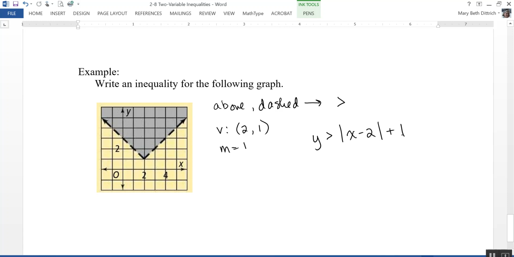So in this section we took a look at two-variable inequalities, linear inequalities as well as absolute value inequalities, how to graph them, and then how to write an equation from a graph.